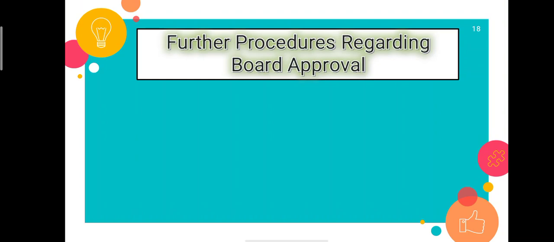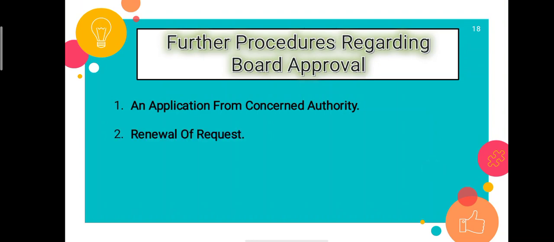Further procedure regarding the board approval. An application form with consent from the consent authority. An application will be given to the accrediting bodies by the consent authority that will take over this institution or organization. Renewal of request: every year and every 5 years, the renewal of requests has to be submitted to the accrediting bodies for continuing their education process. And the renewal of accreditation should be renewed every time.